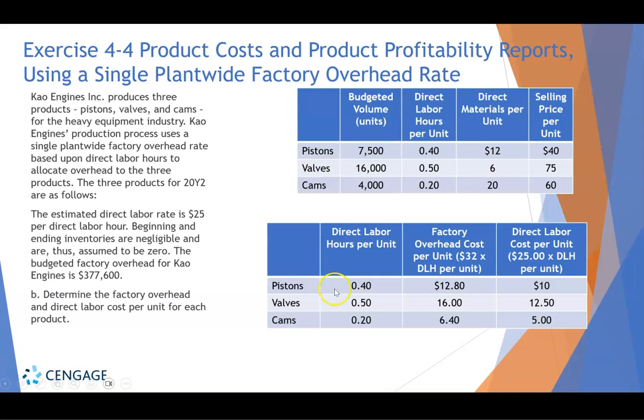Okay. Valves, the same thing we're going to do. The direct labor cost, $25 an hour at 0.5, gives us $12.50 per valve. The $32 of overhead times 0.5 hours gives us the 16. Here we see for a valve, the direct material cost is 6, and then cams, the same thing goes. So this breaks down how we will apply per item the factory overhead per product and the labor hours.